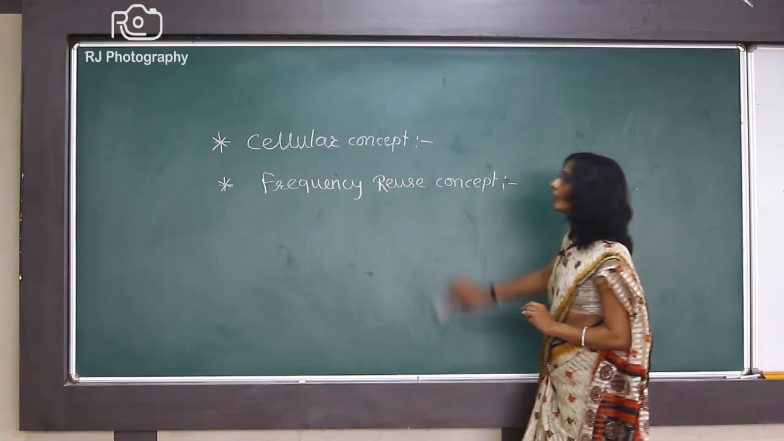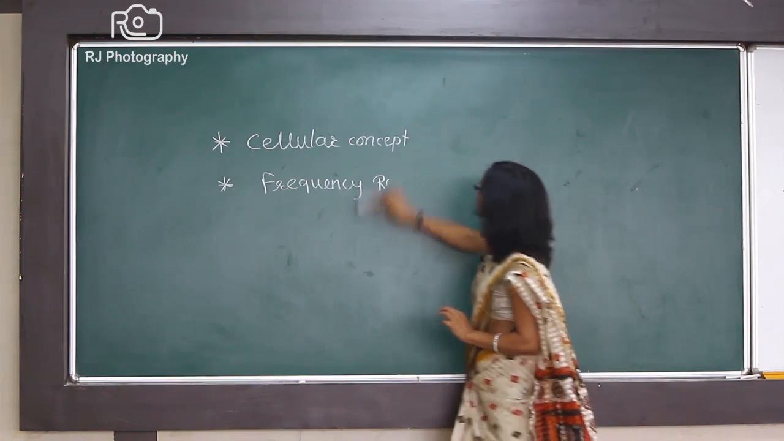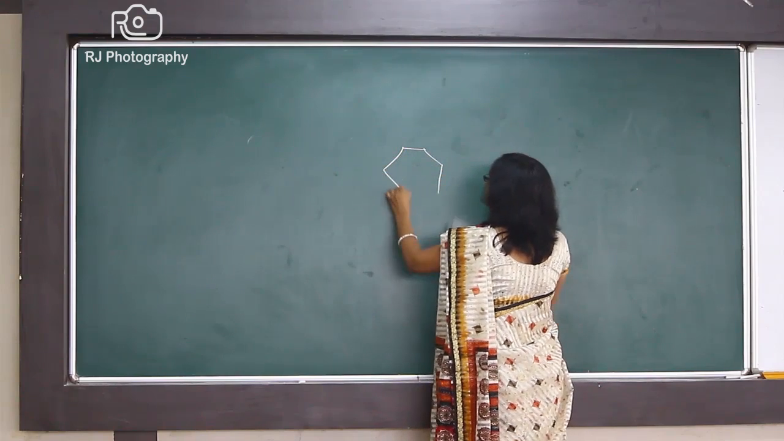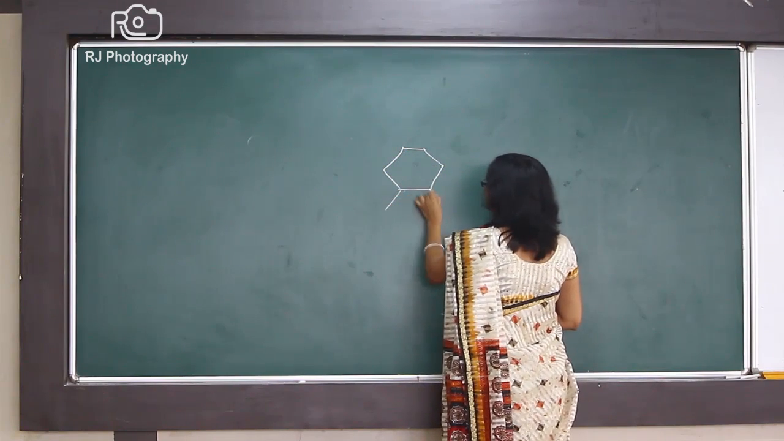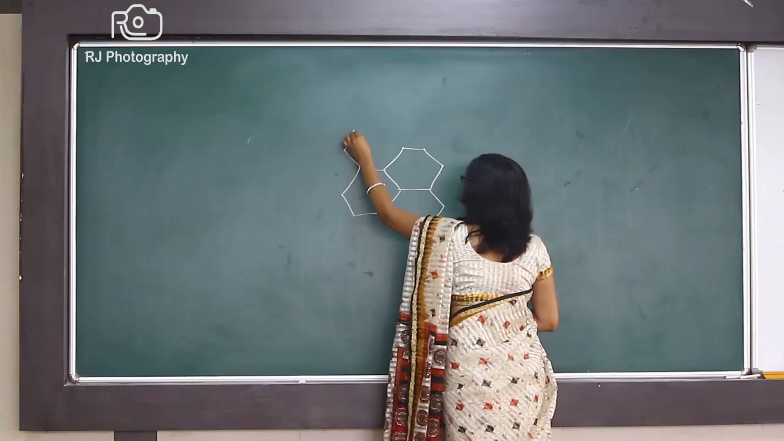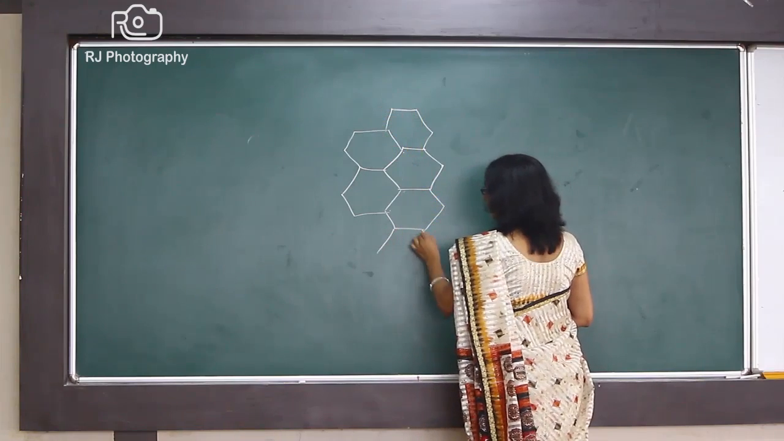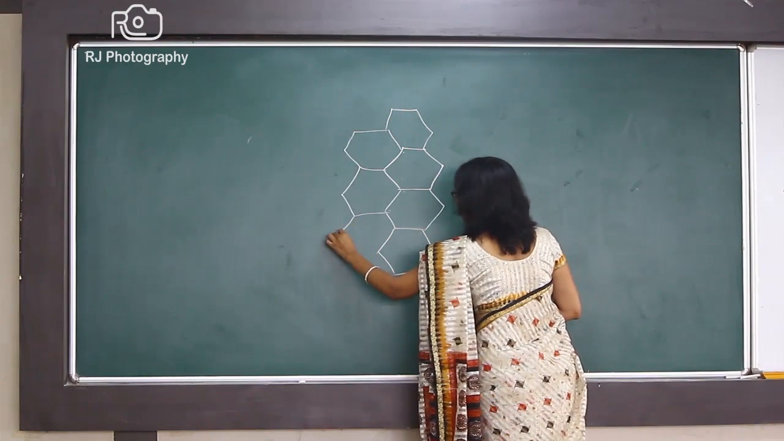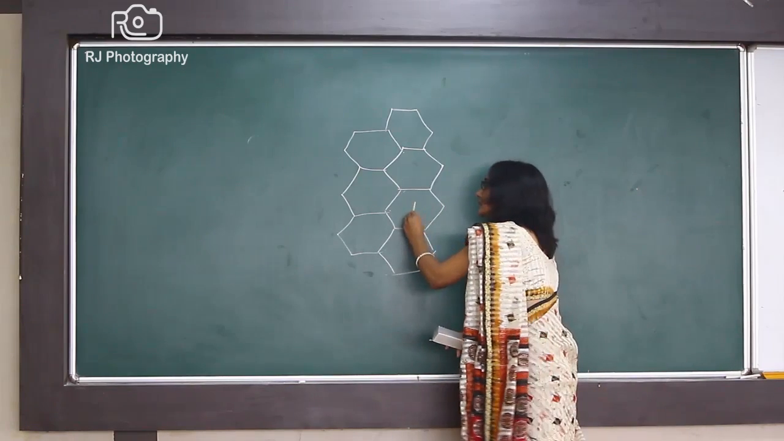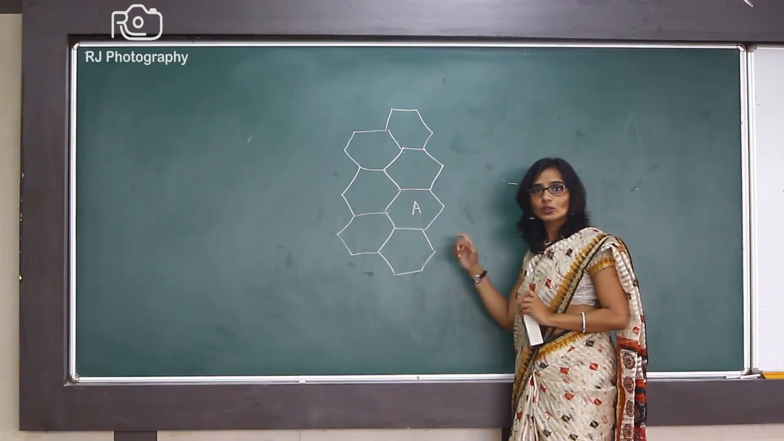Now, suppose we are going to draw a network of hexagons for this cellular system. It will be like this. Here, suppose this cell has the frequency A, we cannot reuse the same frequency within the neighboring cell. So, what will we do?